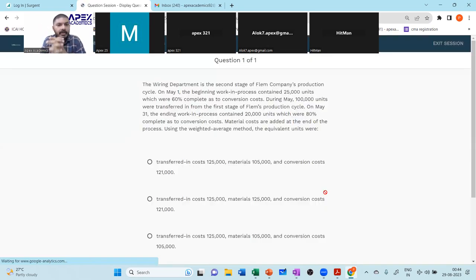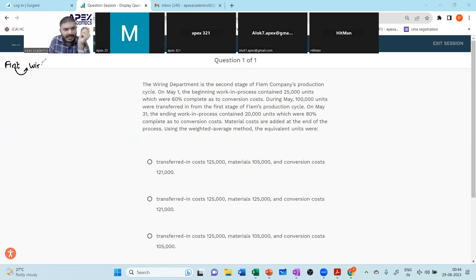The wiring department in the second stage of Flem company's production cycle is the second stage. So there is a first stage somewhere. Then it comes to the wiring stage, which is the second stage, and then it goes to the third stage.